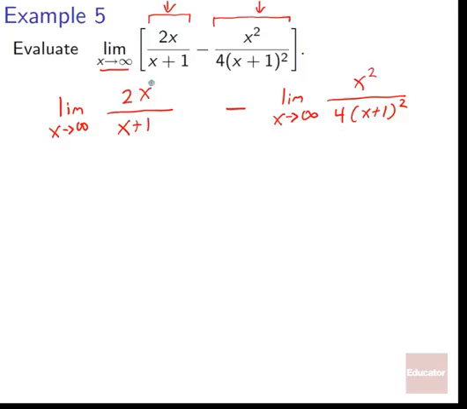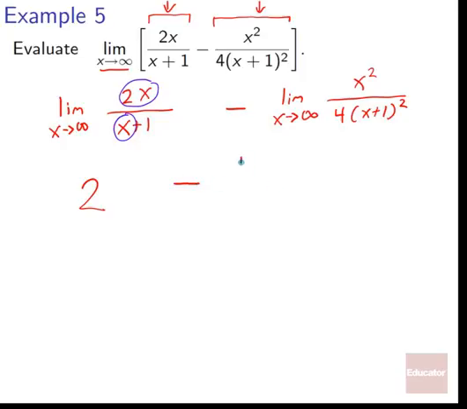So for the first one, 2x over x plus 1, they both have the same leading power. If we imagine very large numbers going in there, we're comparing 2 times big number over big number plus 1. The plus 1 doesn't really matter, so we only care about 2 times big over big. The bigs cancel each other out effectively, and it will go to precisely 2 in the long run. As x goes off forever and ever, it's going to get closer and closer to 2.